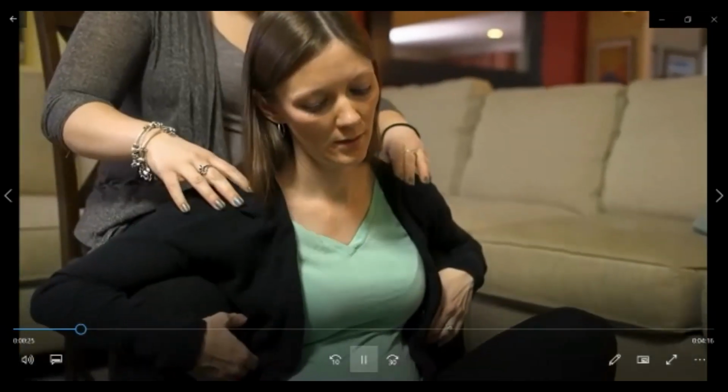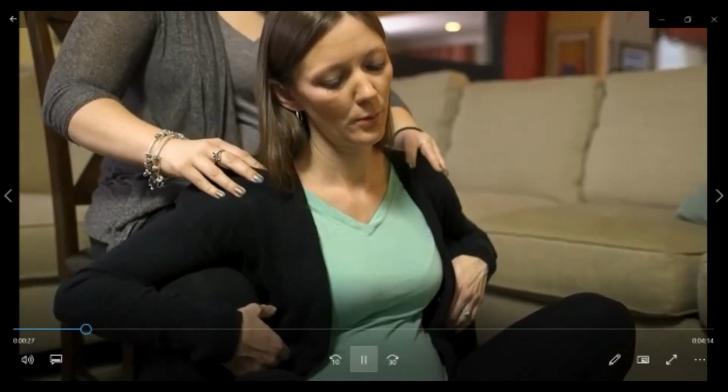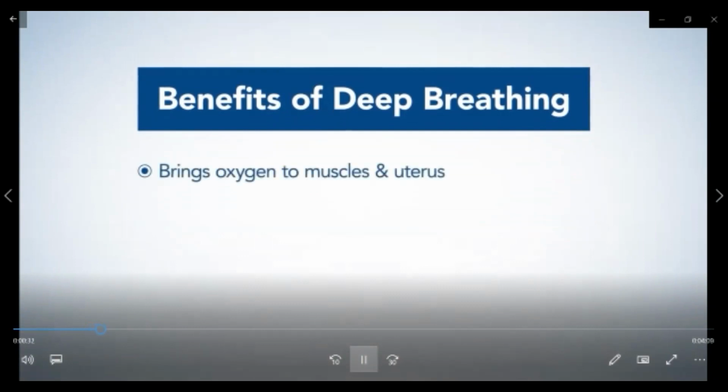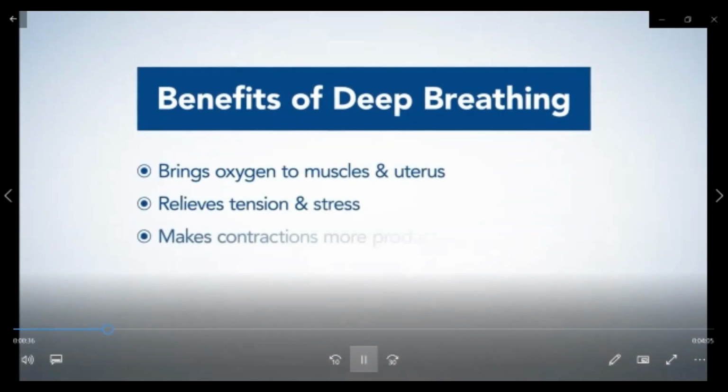As your pregnancy progresses, one of the most important things you can practice before you go into labor is breathing. Deep, slow, and rhythmic breathing brings oxygen to your muscles and uterus while relieving tension and stress, making each contraction more productive and comfortable. For pregnancy, deep, slow, rhythmic breathing can bring about a sense of calm and peace. With each breath, you should feel safe and supported.